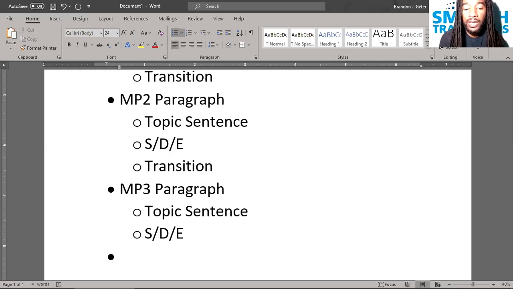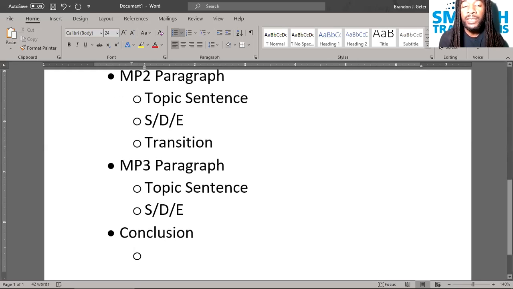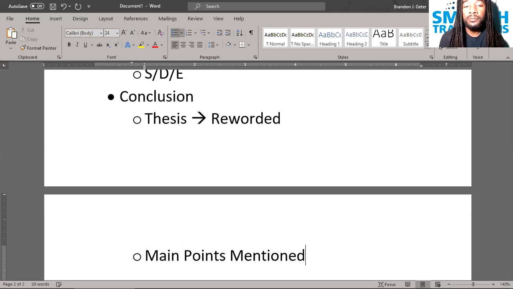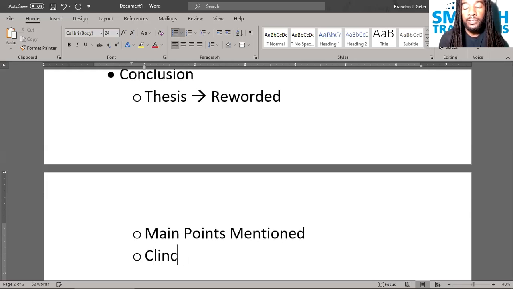So the last paragraph is our conclusion paragraph. And we really don't need to transition into the conclusion paragraph because it begins with our thesis statement. It's just that it's reworded. The thesis statement should connect with everything in your paper already. Then we mention our main points. And then we end with that clincher, or that final statement.